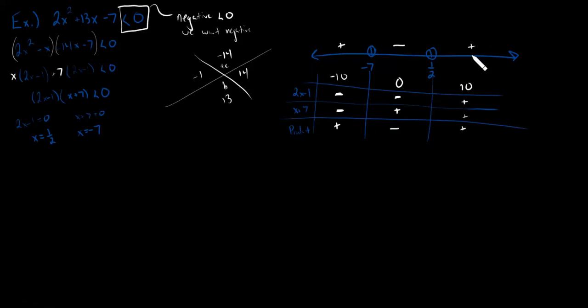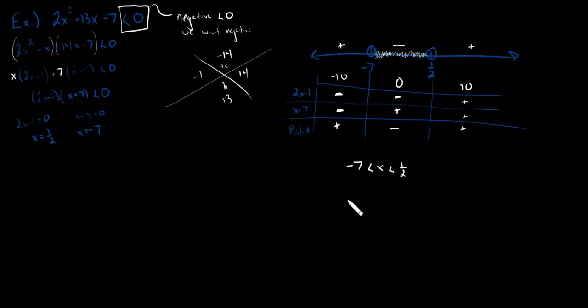So this would be our number line, and as we can see, we want to be less than 0, which means we want to be negative. So our solutions would only be in this region here, okay? So we can write that as an inequality. Negative 7 is less than x, which is less than 1/2. We don't have any or equal to's because it was not or equal to.